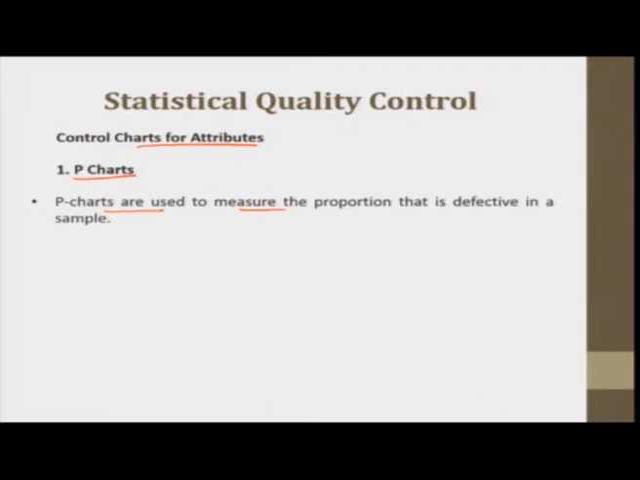P charts are used to measure the proportion that is defective in a sample. The computation of the center line as well as the upper and lower control limits is similar to the other control charts, but the center line is computed as the average proportion defective in the population, denoted by P bar. It is obtained by taking a number of random samples and computing the average p across the values. Upper control limit is equal to the central proportion plus z into sigma p. Similarly, lower control limit is equal to p bar minus z into sigma p.